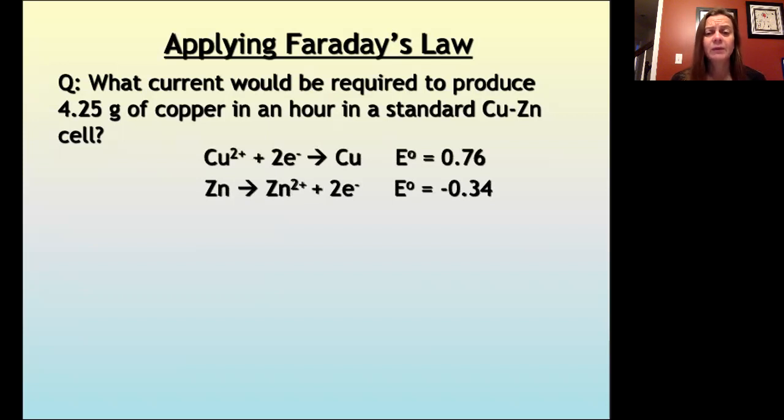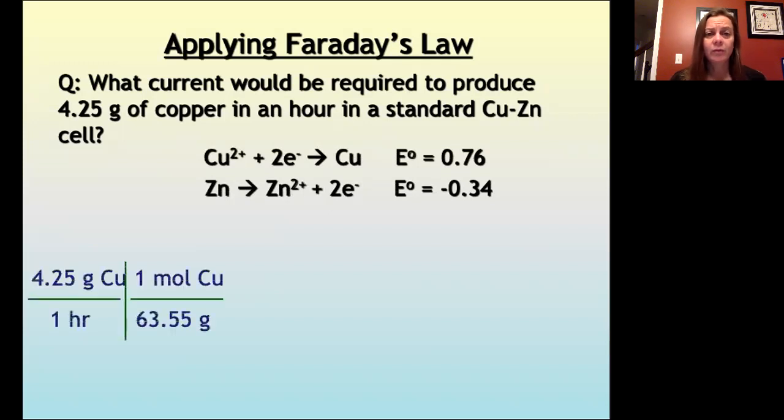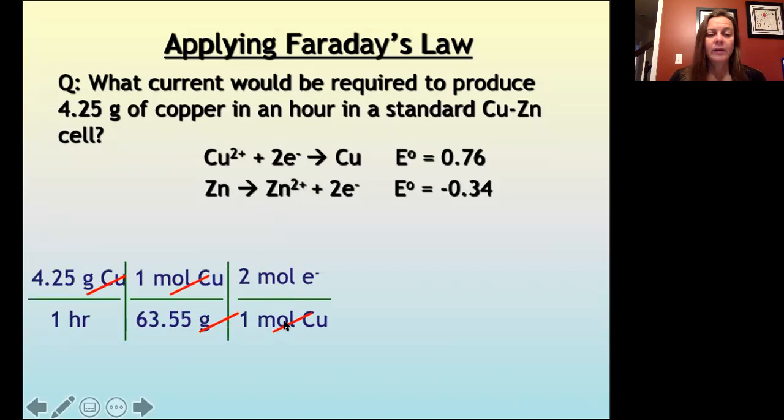So we're going to set this up like we would any other stoichiometry problem. We're going to start out with our 4.25 grams of copper. We're going to divide that by the molar mass of copper to convert to moles of copper. Then we're going to convert from moles of copper to moles of electrons. And since 2 electrons are transferred, we want to make sure we use 2 moles of electrons per mole of copper. And now we need to convert from moles of electrons. So we're going to use the Faraday.